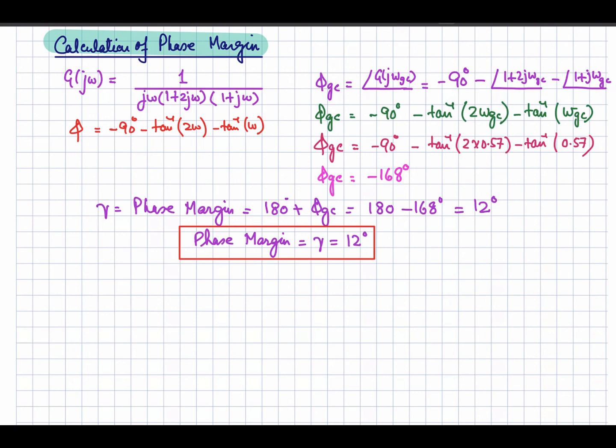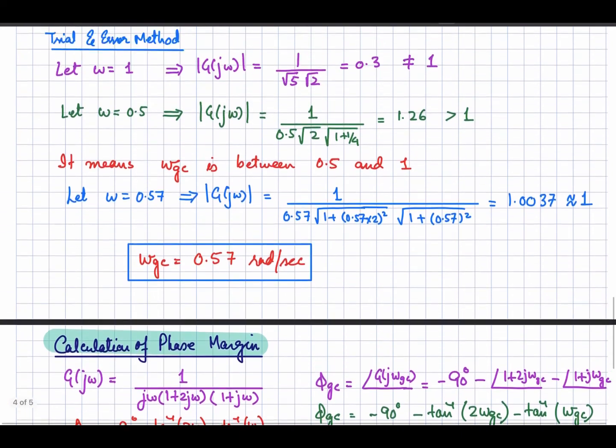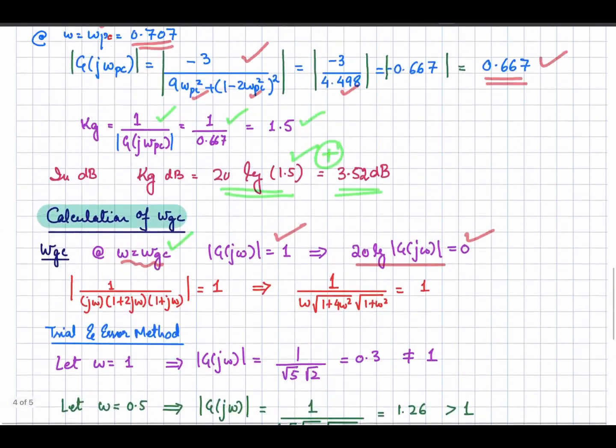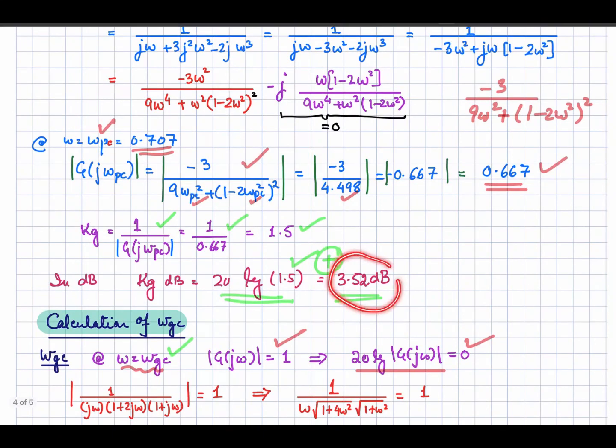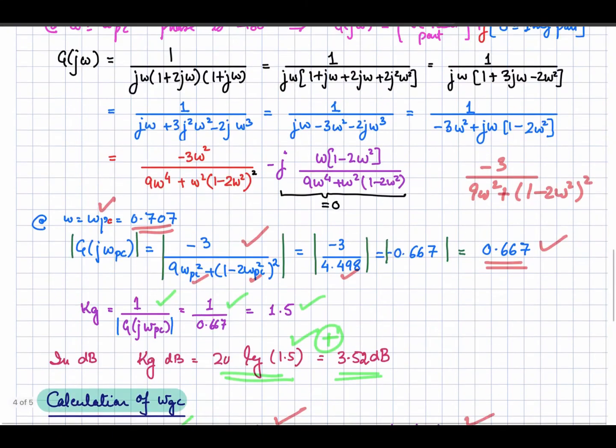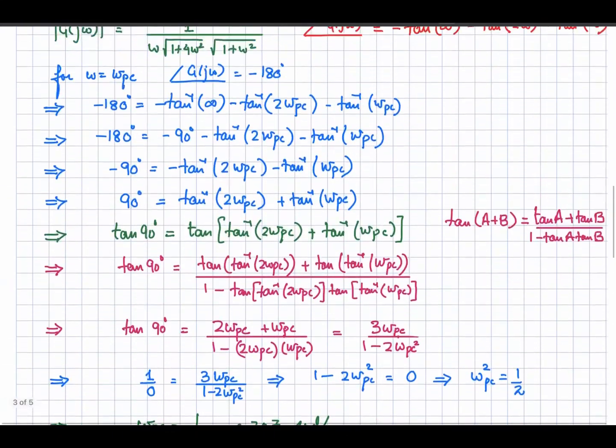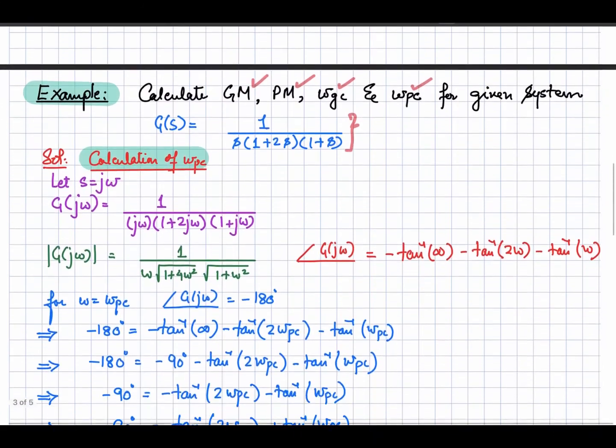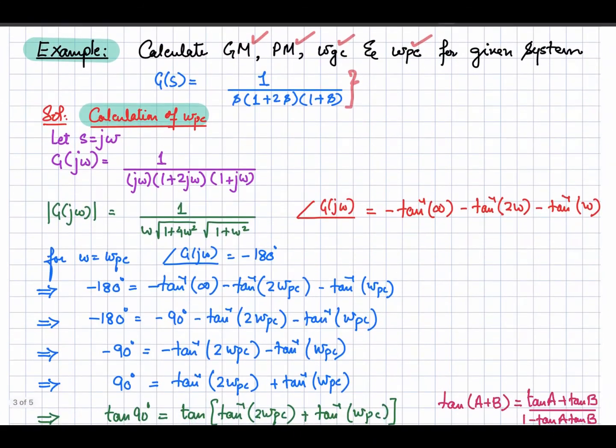So the phase margin is positive, and your gain margin, if you look at that one, this is 3.52 dB, this is positive. So it means your system is stable. So this particular system that is being represented by this transfer function is the stable system.